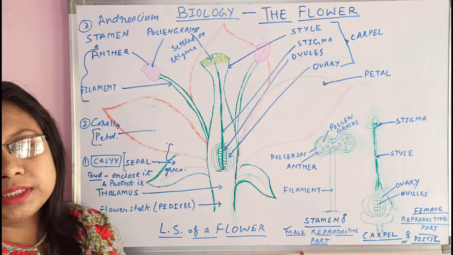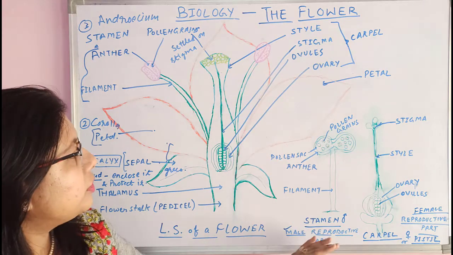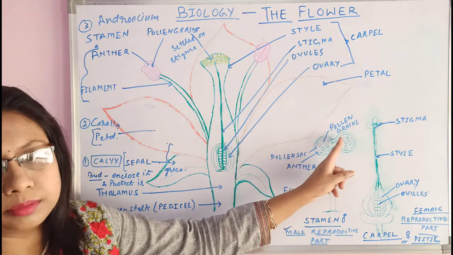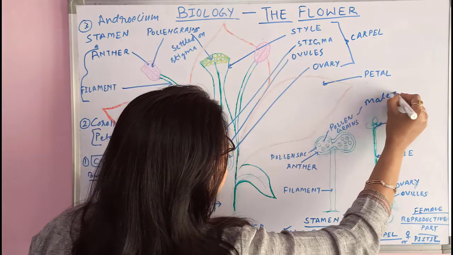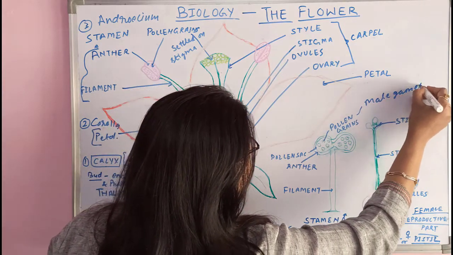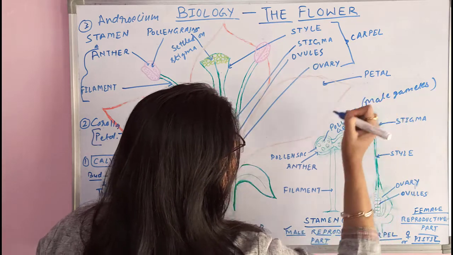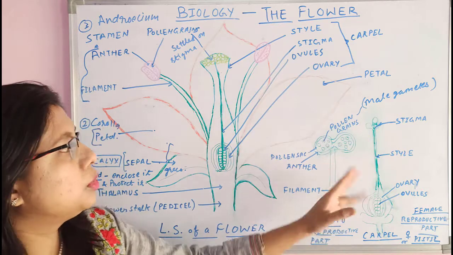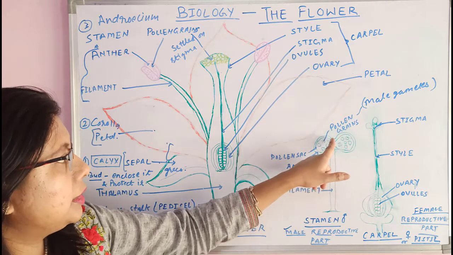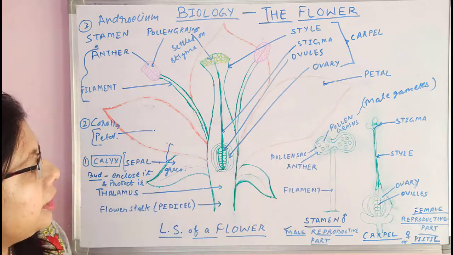Now after this, what is the function of stamen? It produces pollen, which has male gametes in it, which during fertilization will fuse with the female gamete and then produce the seed. Here are pollen grains which contain the male gamete in them.